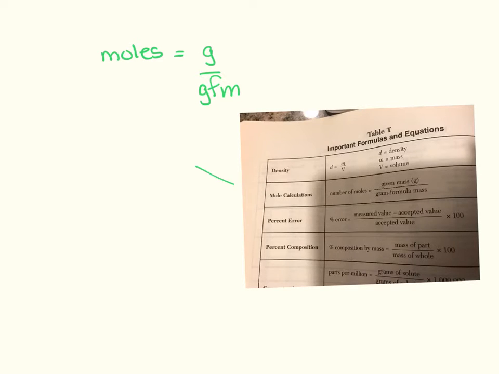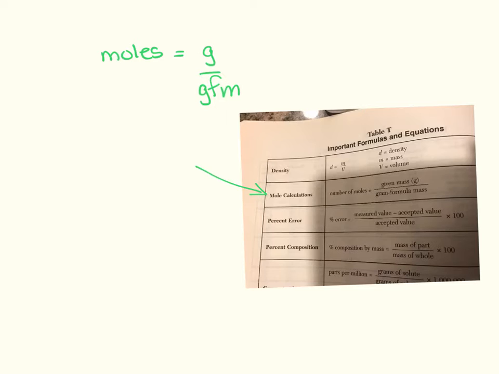Okay, finally to the meat and potatoes of this video. We have to have a way of converting between moles and grams. And there is a formula on the back of your reference tables. It says moles equals grams over gram formula mass. Okay? Here is your formula.